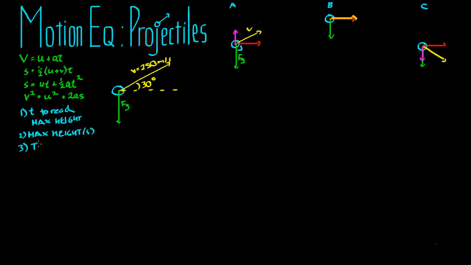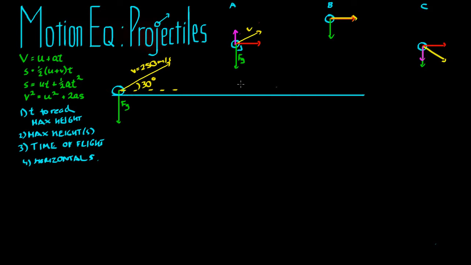Number 3, the time of flight. And number 4, the horizontal distance achieved, so horizontal displacement. We'll make a few assumptions to begin with. Number 1, we'll say the ground extends this way, so when the ball lands, it'll land on the same level as it was launched.